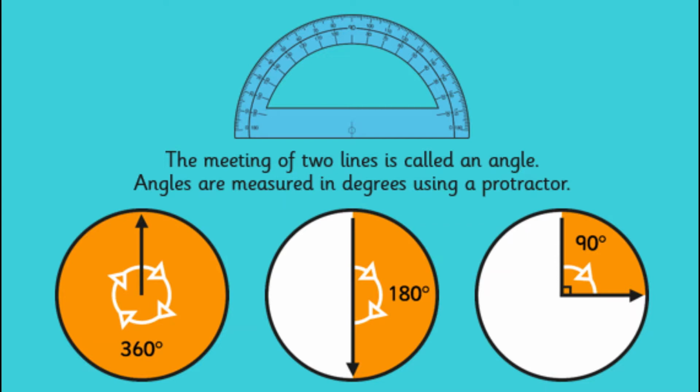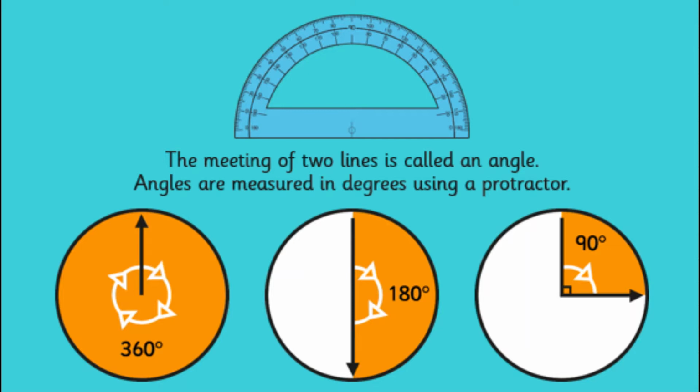Now, angles are measured in degrees, so you can use things like centimetres and metres to measure length, and grams and kilograms to measure weight, but angles are measured in degrees. And on the screen you can see a semicircle at the top, and that's called a protractor, and you might have seen one before. They're kind of like semicircular rulers, but they're used to measure degrees and to measure angles.